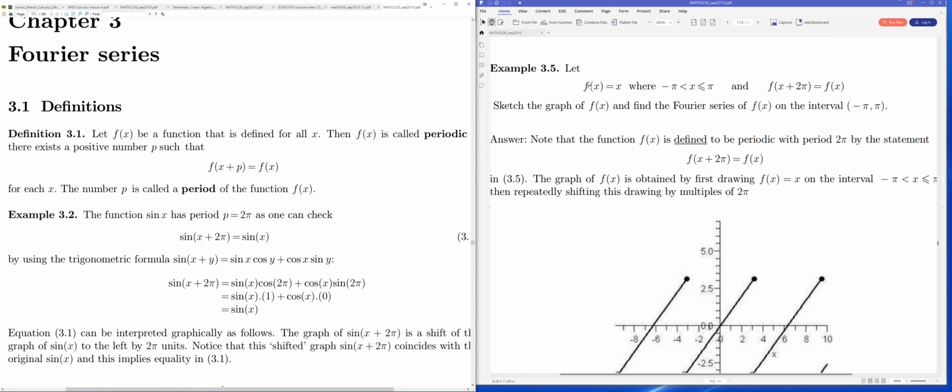So for these types of problems, you have your function specified first on, this is your starting period if you want, or your base period. And then you have this piece telling you that the function is periodic. Okay, so we want to first sketch the graph of this function, and then we want to find its Fourier series.